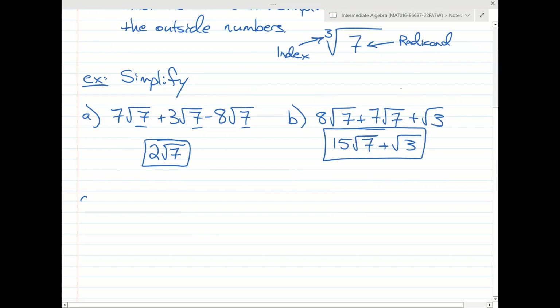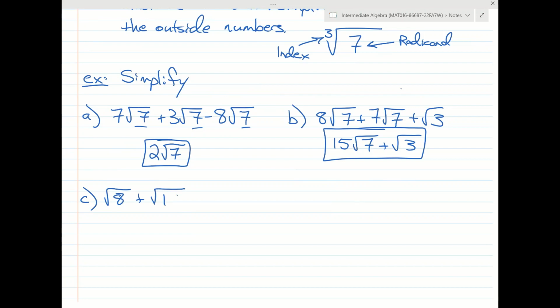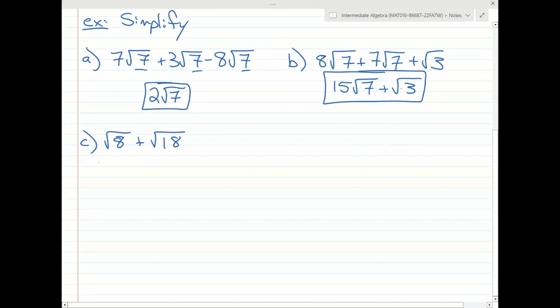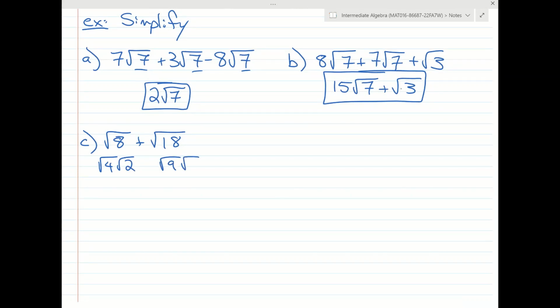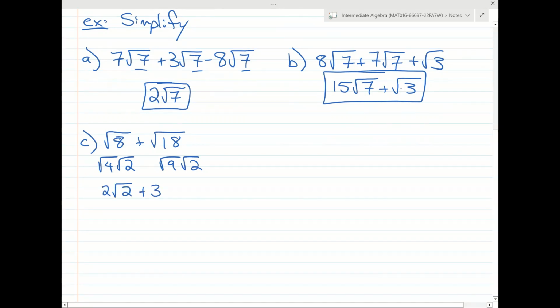Sometimes we have to simplify first, like if we had the square root of 8 plus the square root of 18. The way we simplify these is we write the square root of 4 times the square root of 2. This is the square root of 9 times the square root of 2. We talked about this in the previous section. So it's just 2√2s plus 3√2s is 5√2s.